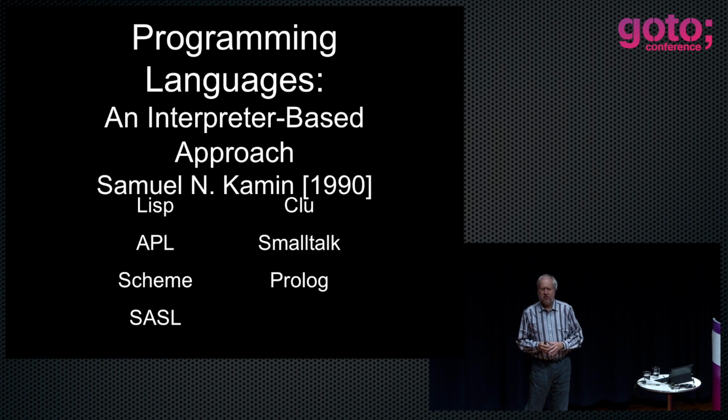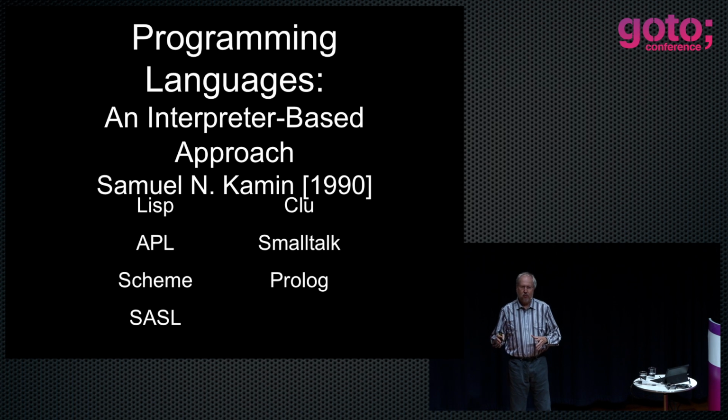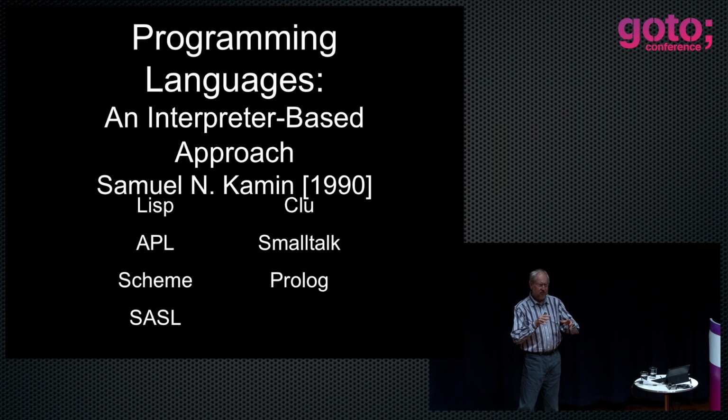In this book, he writes interpreters for 7 programming languages. And then he writes programs for each of those languages to show how they work. And for these 7 languages, he doesn't implement the entire language because that would be too much work to do in a book. So he only implements the good parts of each of these languages. And for most of the languages, that does not include their syntax.